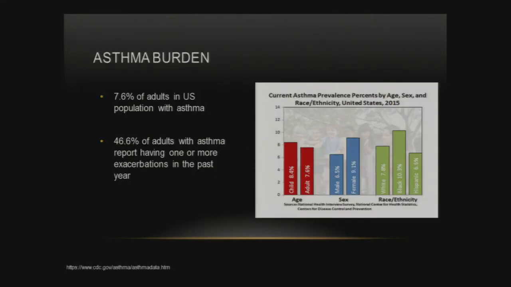So asthma is pretty prevalent in the American population. About 7.6% of adults in the United States suffer from asthma. And out of those adults, a little less than half of those patients report having an asthma exacerbation at least once in the past year. So you can imagine the financial burden to the American economy when patients are going in and out of the ER for asthma exacerbations. And you can see this data is from the CDC, but the breakdown of the asthma prevalence based on age, sex, and ethnicity.